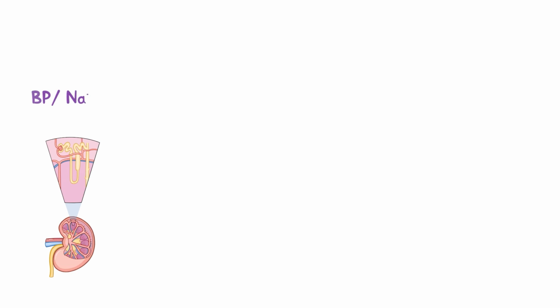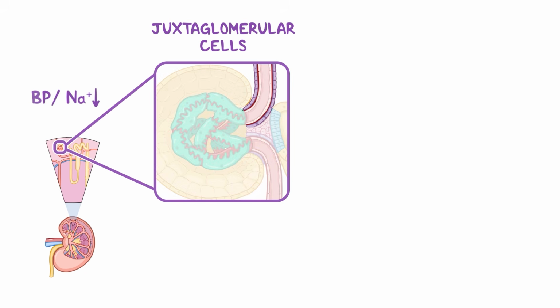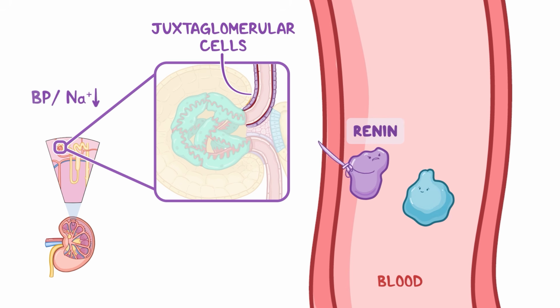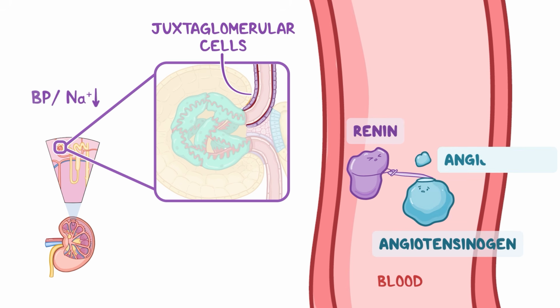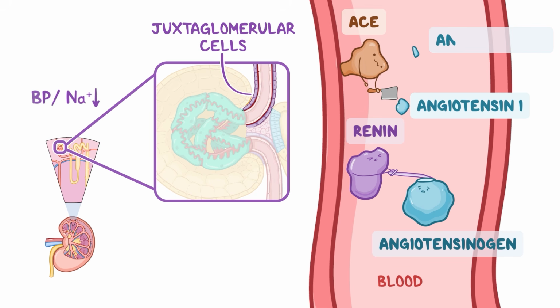When blood pressure or sodium levels drop, the juxtaglomerular cells in the kidneys release renin into the bloodstream. In the bloodstream, renin cleaves angiotensinogen into angiotensin 1, which is later converted by angiotensin-converting enzyme, or ACE, into angiotensin 2.